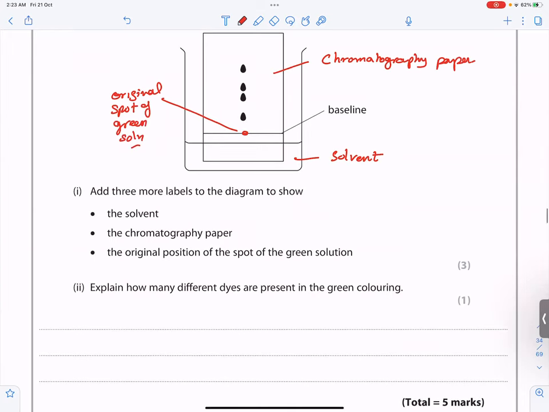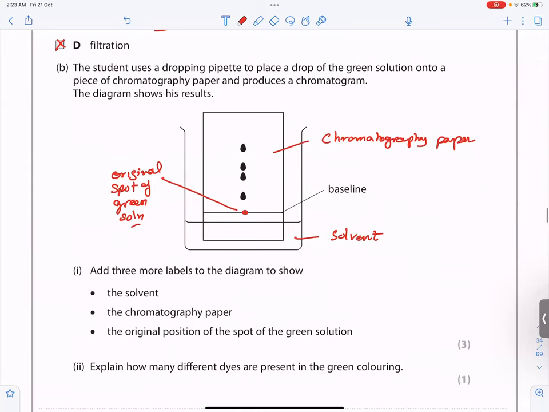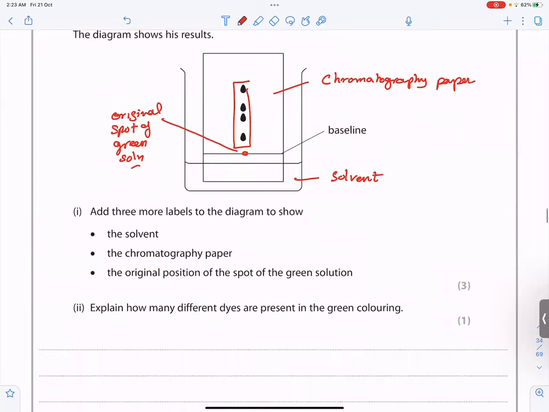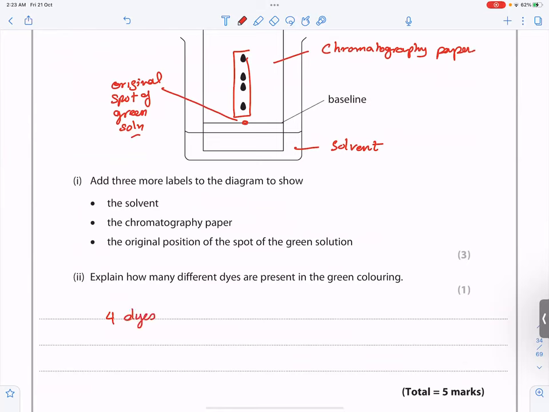Explain how many different dyes are present in the green color. Since in a few four spots يبقى أكيد في four dyes. يبقى هنا four dyes because there are four spots on the chromatogram.